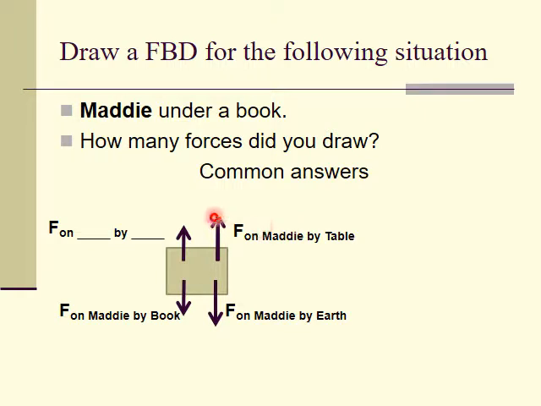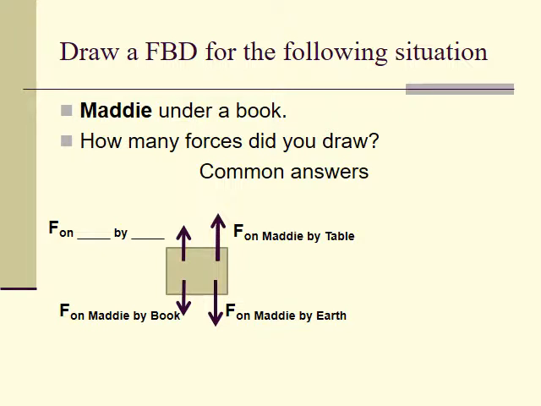This is another common thing students will do. They'll have force on Maddie by table up, force on Maddie by earth, which is gravity, going down, force on Maddie by book, going down, and this is very common. And then oftentimes they'll have another one up, not always, but sometimes. Sometimes it's because they make these 2 the same and they want something else to contradict. Now there is another force going up, and that is actually good that they drew that.